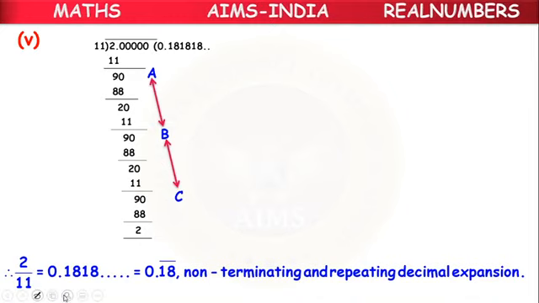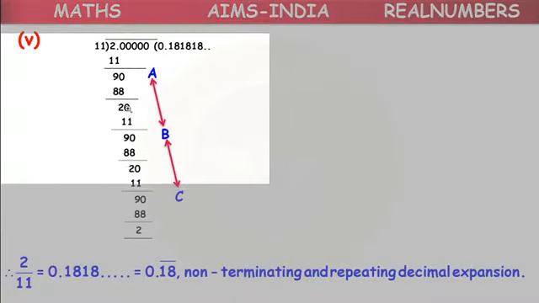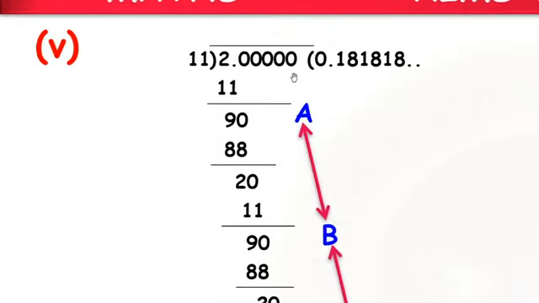So one more question. We have 2 by 11 here. 2 is not divisible, so we can take 0 point. It will become 20. 11 1 times 11, 9 is remaining. 90. 11 8 times 88, 2 is remaining, 20. 11 1 times 11, 9 is remaining, 90, 11 8 times 88, again 2 is remaining.